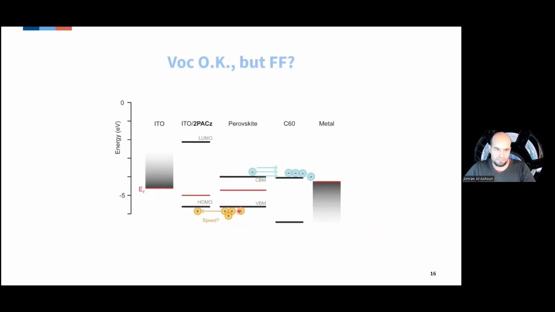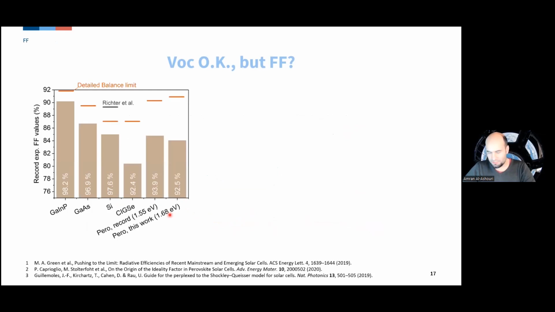So now the question is how quickly can the holes go into the HOMO level of the 2-PACz and then further on to the ITO work function level. Well, this is a question not answered so often in literature, but it should be, because it's rather important. When you look at the fill factor values of perovskites, it's rather embarrassing looking at the literature, especially compared to other technologies. Here we see record fill factor values that were reached with other technologies.